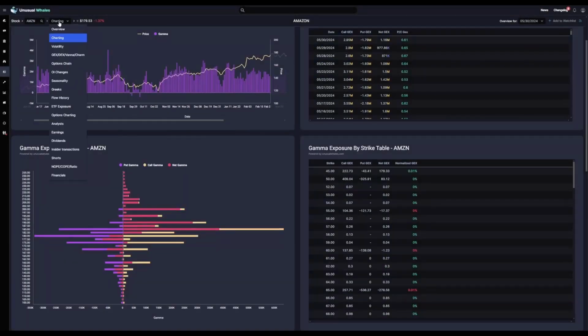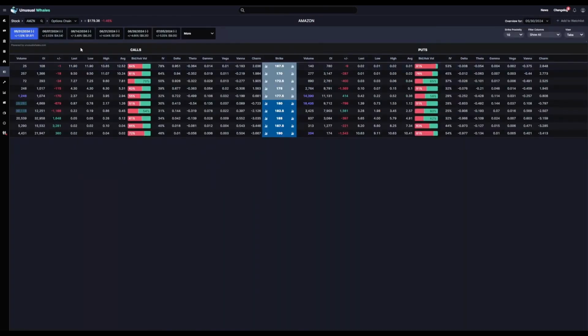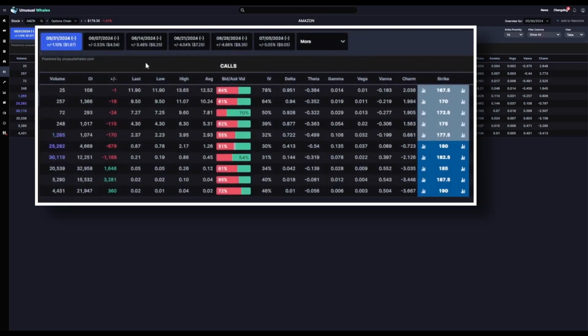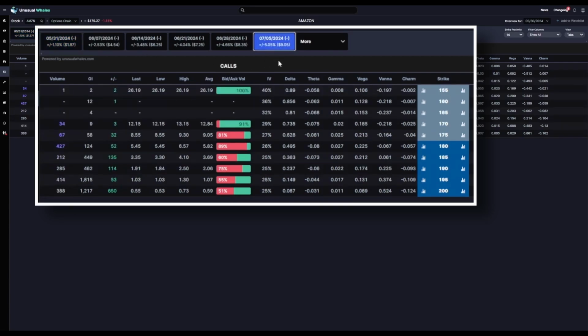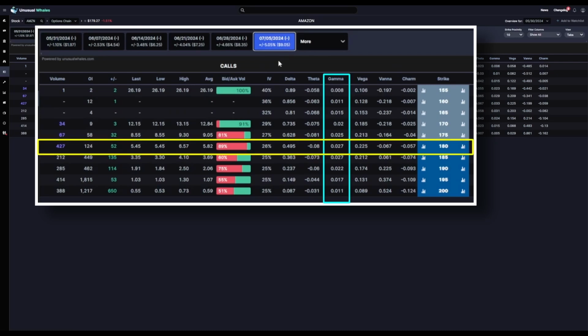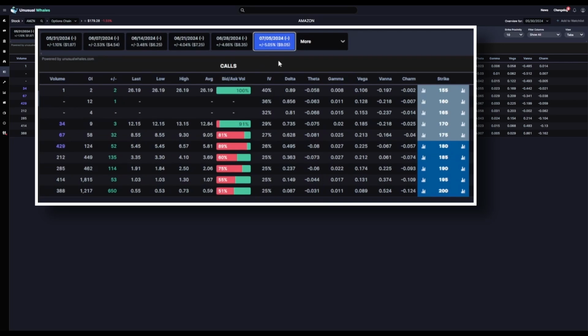We can even go look at the options chains here and see that the nearer dated options have higher gamma than further dated options. So for example, here in the Amazon chains, looking at the expiration for 5/31/2024, which at the time of recording is just one day away, the gamma for the $180 strike, pretty close to at the money, is 0.135. Now, if we go further in time, let's say the July 5th expiration date, that gamma drops significantly to 0.027.